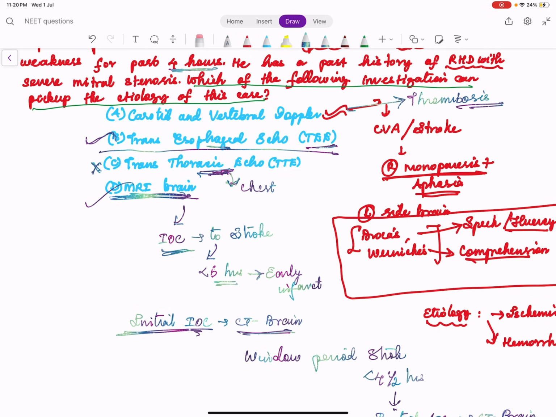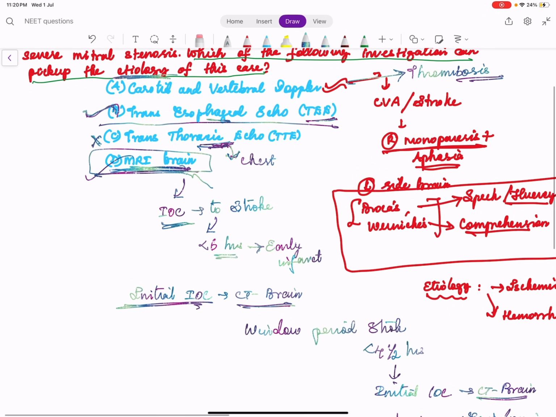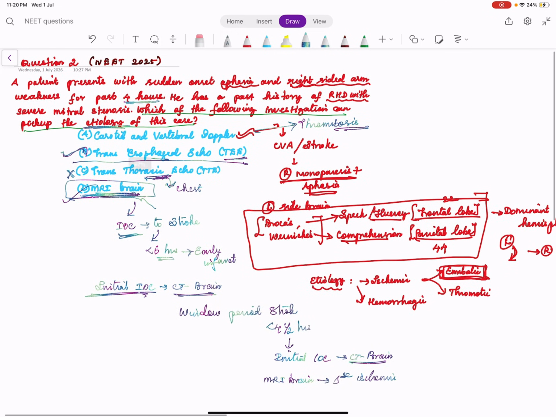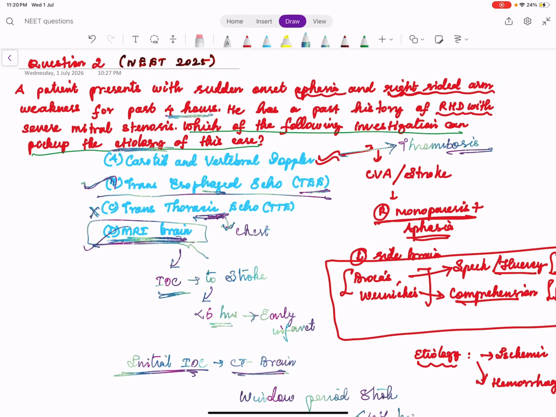So now we have to decide whether MRA brain is the answer or transesophageal echo is the answer. Read the question: which of the following investigations can pick up the etiology of this case? MRA brain finds out the diagnosis, whether it is stroke or not, whereas transesophageal echo finds out the etiology, which is embolic stroke. So TEE will be the better option here. Please remember that in NEET every word is important, so you can read the question 2 times. They have asked for the etiology, which investigation picks up the etiology of this case. So TEE will be the answer.